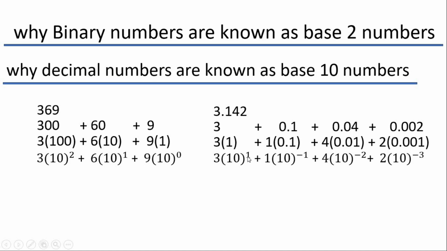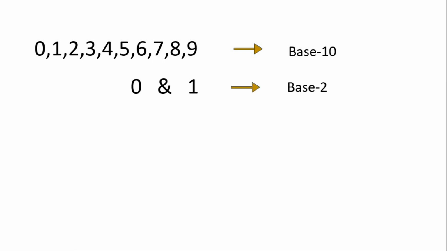3 into 10 to the power 0 plus 1 into 10 to the power minus 1 plus 4 into 10 to the power minus 2 plus 2 into 10 to the power minus 3, which proves that all the decimal numbers are base 10 numbers. Therefore, as decimal numbers have 10 digits, they are known as base 10 numbers. Similarly, binary numbers have 2 bits. Therefore, they are known as base 2 numbers.